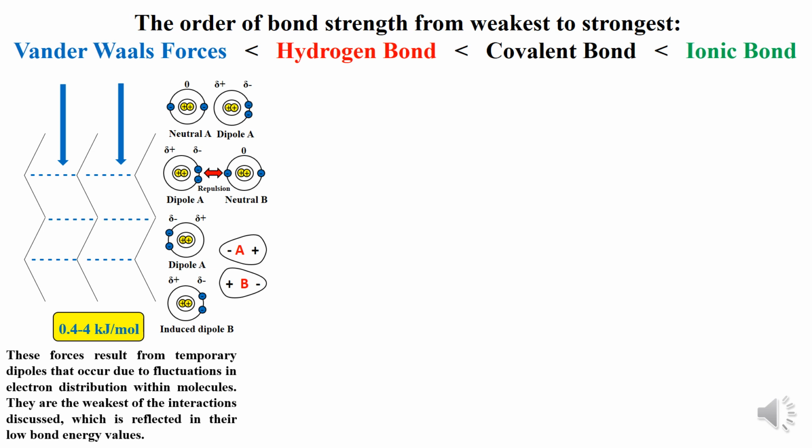And a bond energy value of 0.4 to 4 kilojoules per mole is required to break this bond. So van der Waals forces are the weakest of the bonds, which is reflected in their low bond energy values. Now moving on to the hydrogen bond.